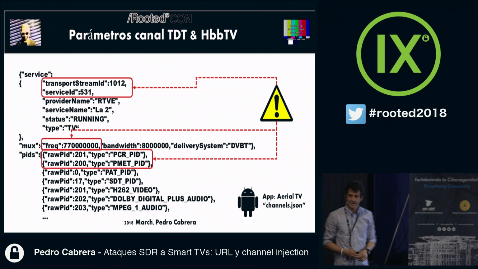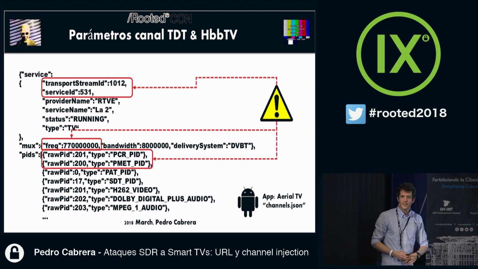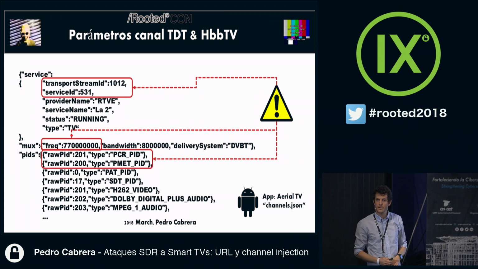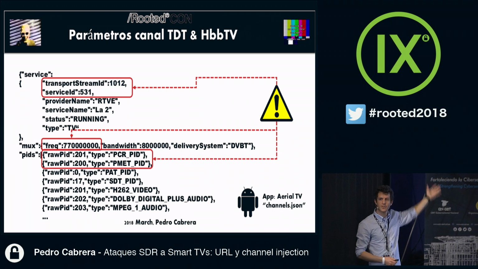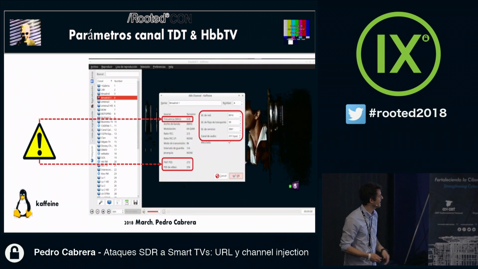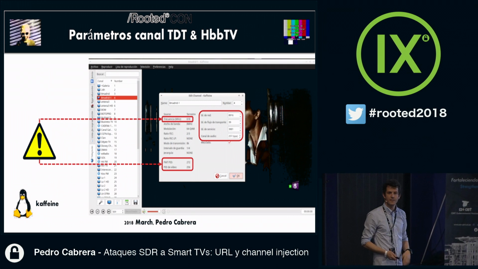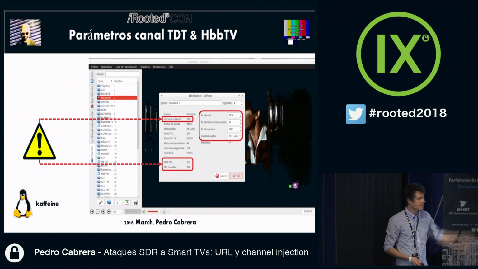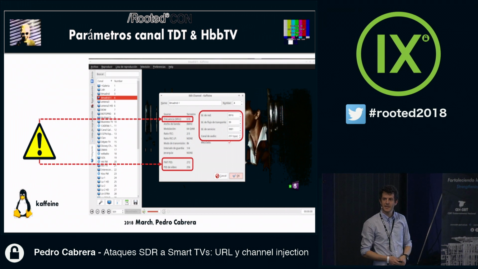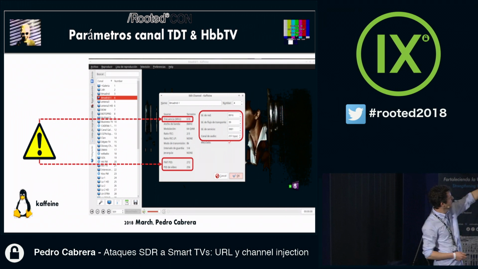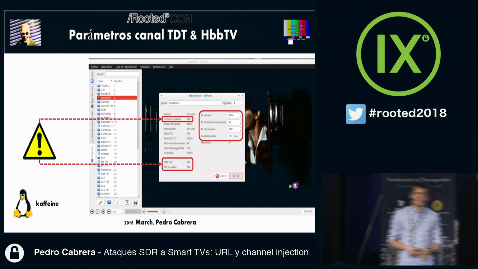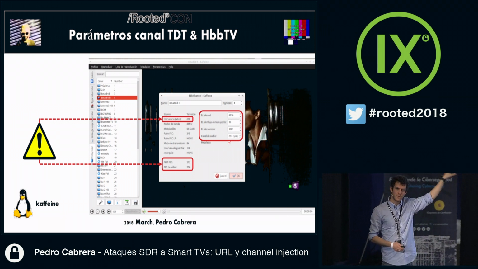There is an Android application called Aerial TV, and you connect it and you can watch TV. There's a JSON file when you synchronize the channel, and you have the information there, and you can pick up the identifiers from there. In Linux with Kaffeine, the same way, on the bottom right-hand side, you can look at the properties. It's not very clear here, but you can see network identifier, transport flow, etc.